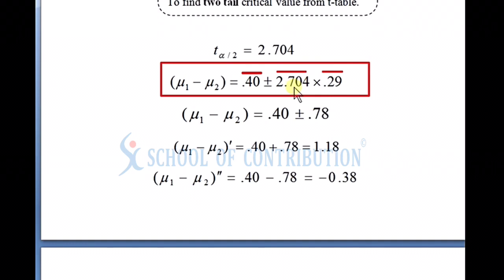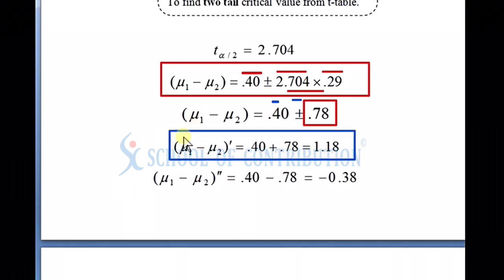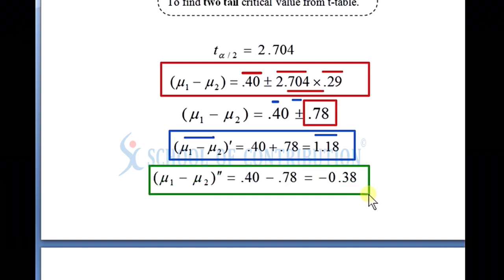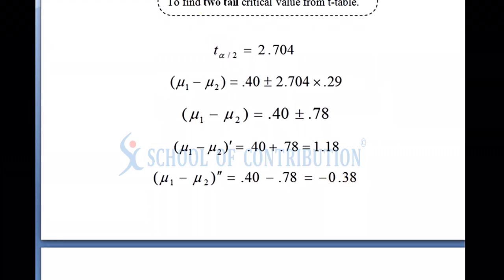Once we simplify, if we multiply these two quantities, we get 0.78, and then one time we add this quantity to 0.4, and another time we subtract this quantity from 0.4. If we add, we get one interval value, referred to as mu1 minus mu2 single prime, equal to 1.18. If we subtract 0.78 from 0.40, we get another interval value, mu1 minus mu2 double prime, equal to minus 0.38. So these are our two interval values.